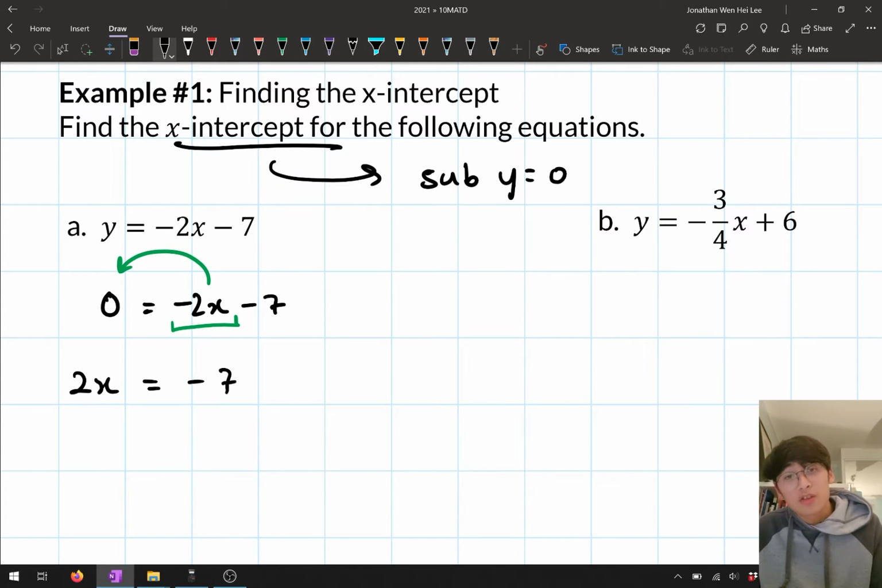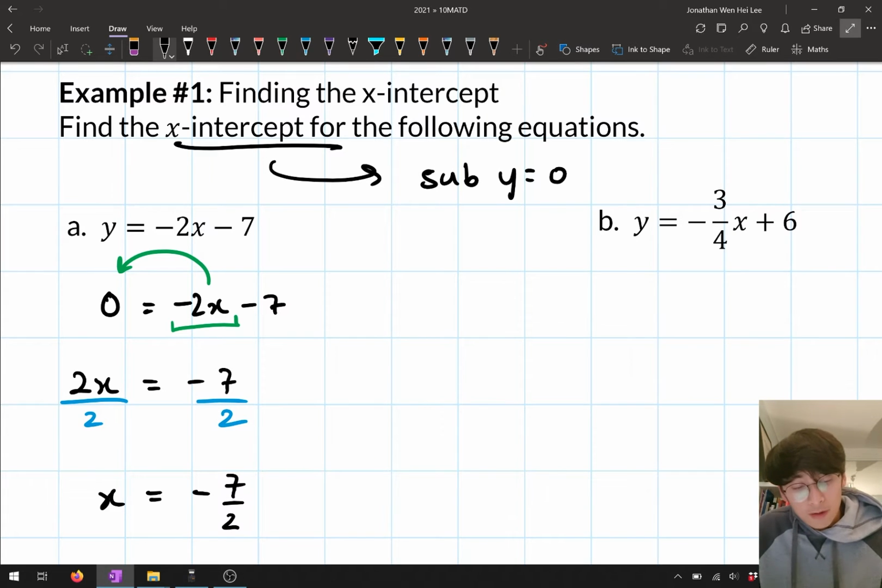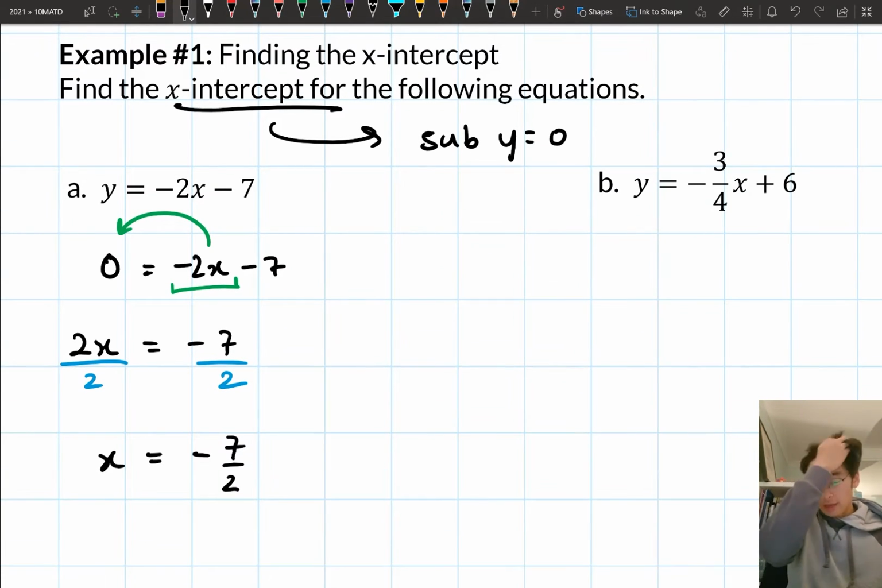Here, 2x is just the same as writing 2 times x. And so what I need to do to solve this is I need to divide the left-hand side by 2, and I need to divide the right-hand side by 2. So here, I'm going to be left with x is equal to negative 7 over 2. Unfortunately, we can't simplify that any further, so I'm just going to leave it like that. So that's my solution here.